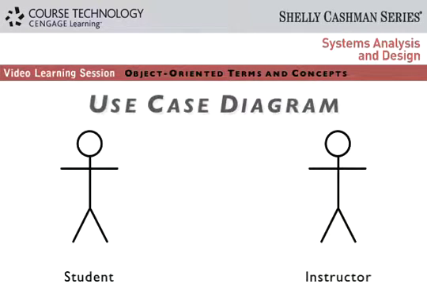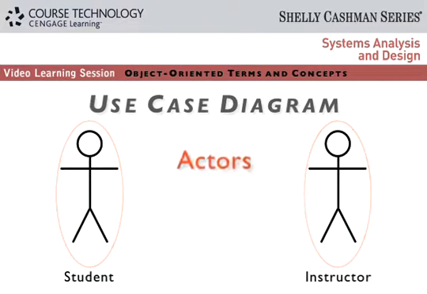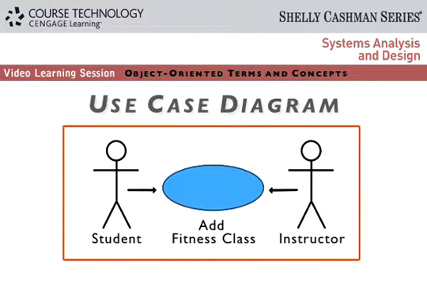This model uses UML symbols. The student and instructor objects are shown as stick figures called actors because they interact with the system. The oval symbol represents a transaction or event called a use case. And the overall model is called a use case diagram.